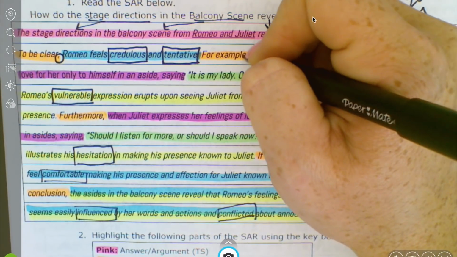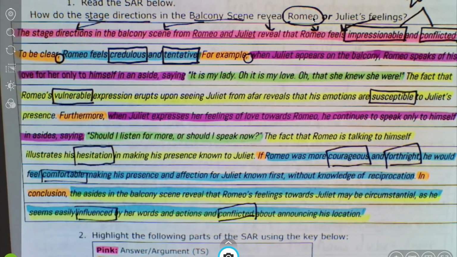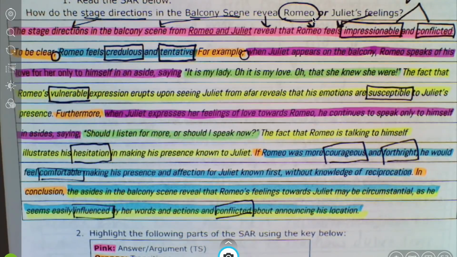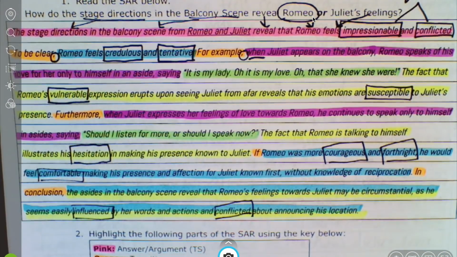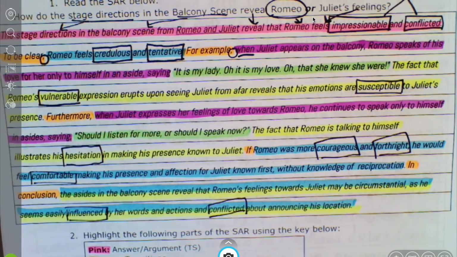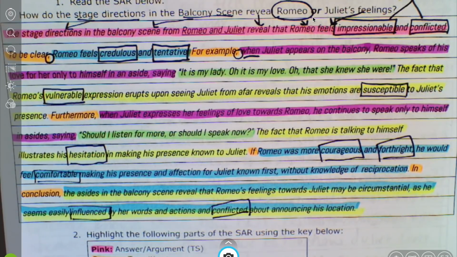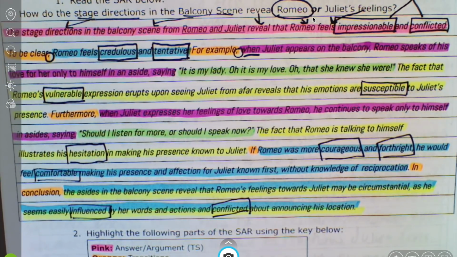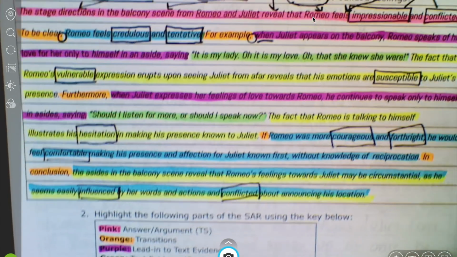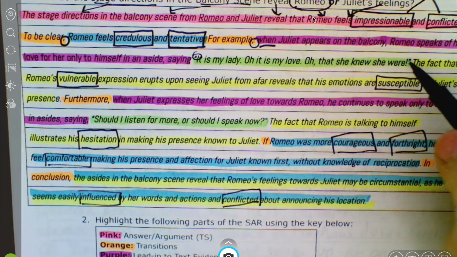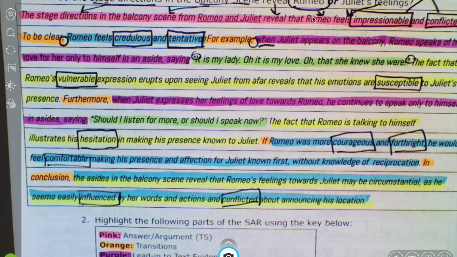Then I notice there's a comma at the end of this word, so I know that's also a transition, and it is highlighted in orange. Then I see this word "when." So when Juliet appeared on the balcony, Romeo speaks of his love for her only to himself in an aside, saying. That is all leading into my evidence. It's introducing what's going on before just plopping my quote in there, so this should be highlighted in purple because it's the lead-in to the text evidence. The next part of that sentence is the actual text evidence, and I see quotation marks there, so that is highlighted in green. This is my evidence 1 sentence.